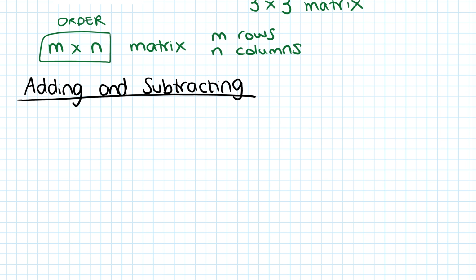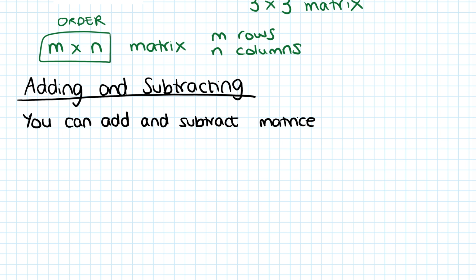So the first thing we're going to do with some matrices is we're going to add and subtract them. And the most important thing here is that you can add and subtract matrices, but only if they have the same order. Order, we said, was the same size. So we can only add or subtract matrices if they're exactly the same size.